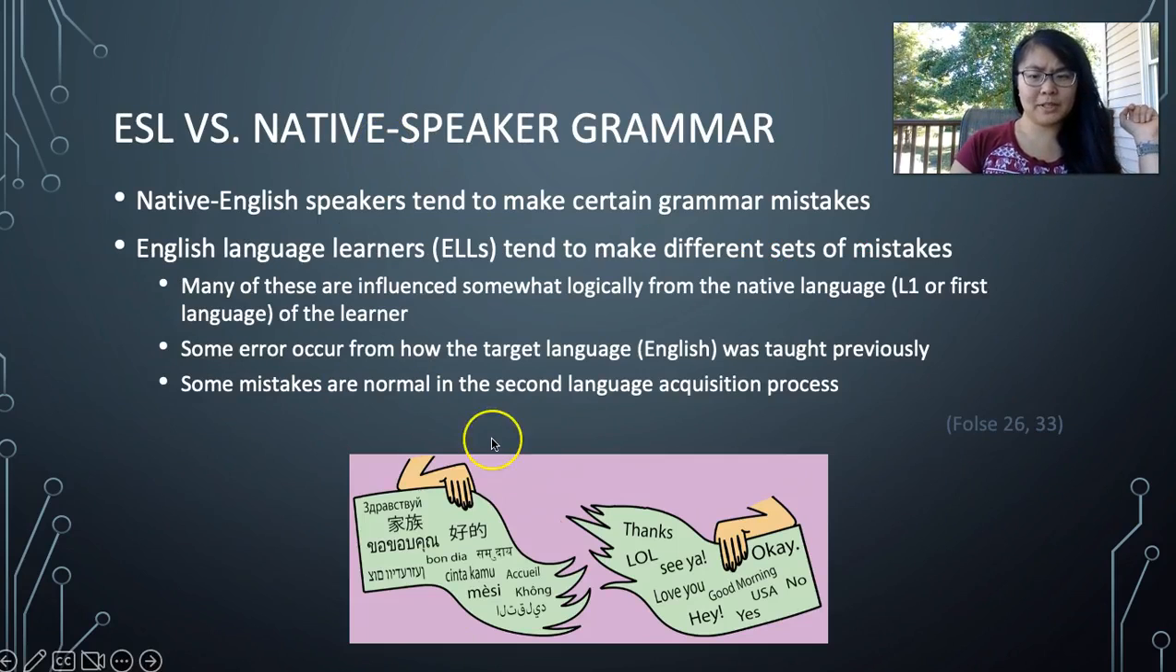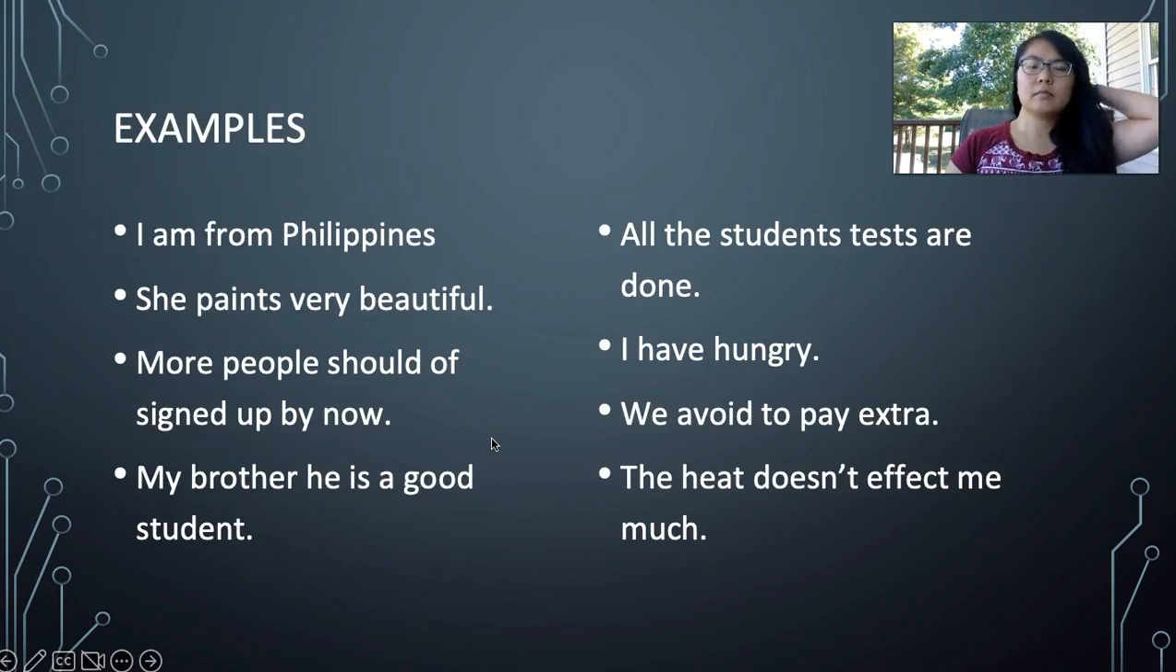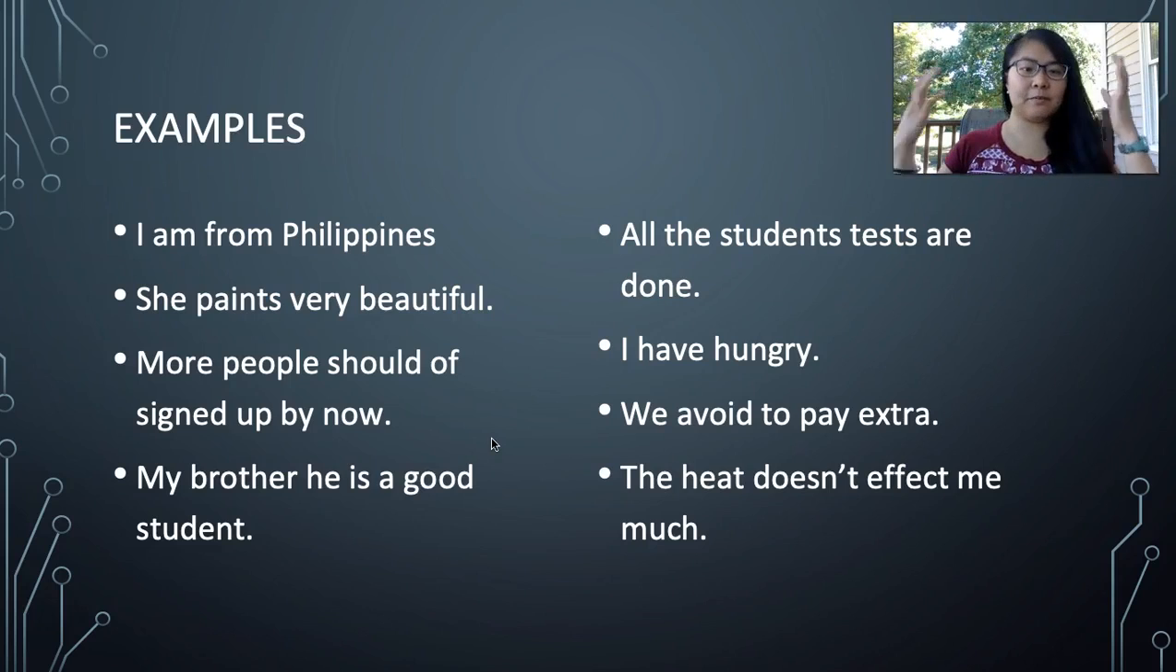Yeah, so cool script down here. And I think this is the last bit just from the introduction. Examples of native speaker versus English language learner mistakes. I am from Philippines. As a native English speaker, I wouldn't naturally make this mistake because there's a somewhat unspoken rule of if the country sounds like a plural, then it's I am from the Philippines, I am from the United States, I am from the United Kingdom, versus you don't say I'm from the Canada. So that's the rule there.